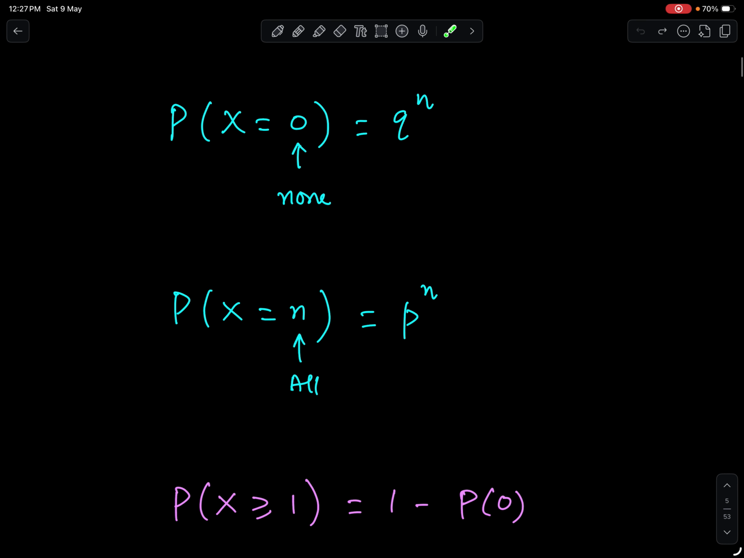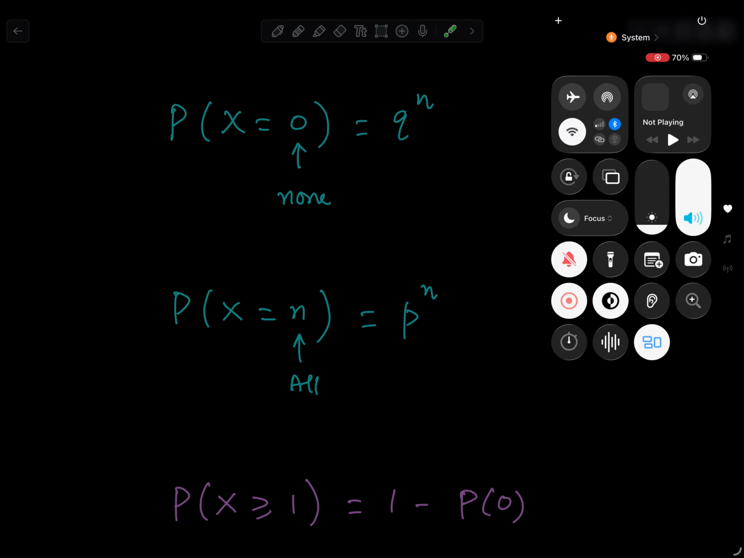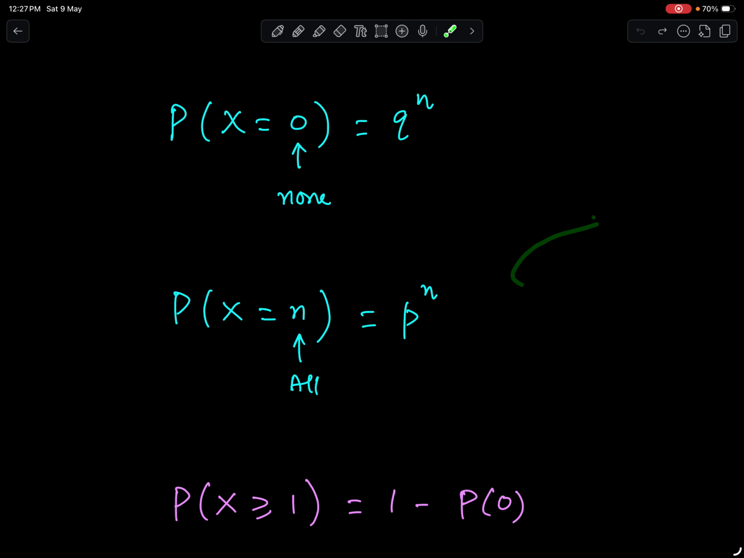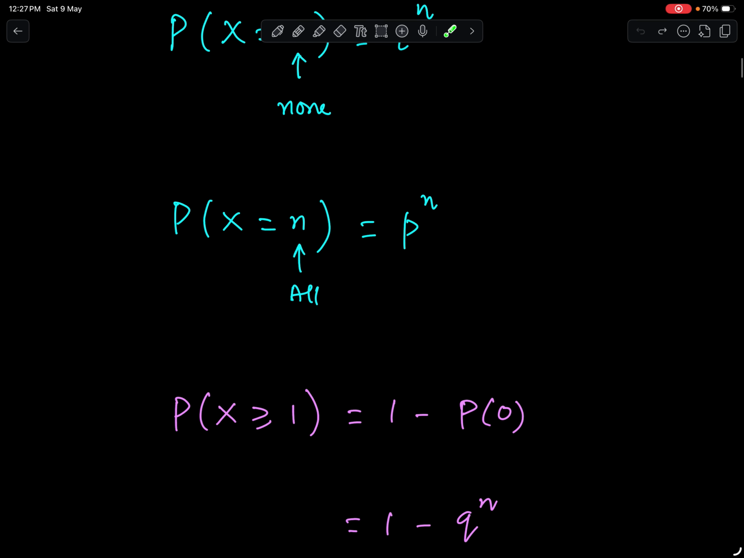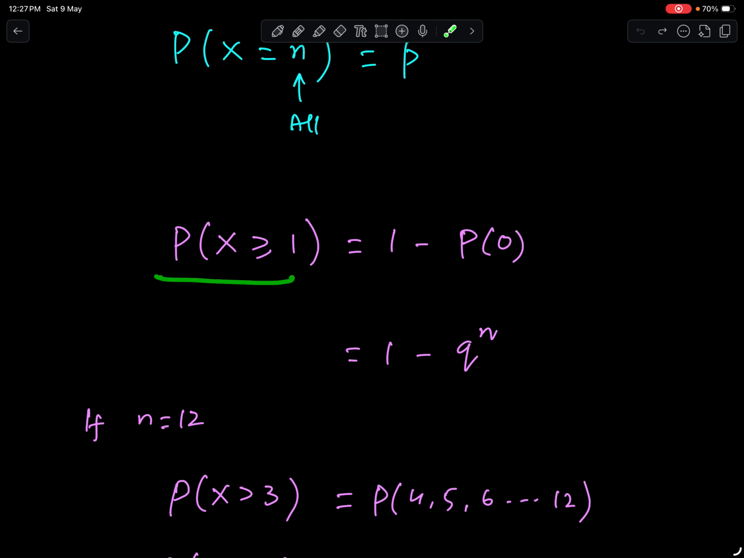To make calculation simple, we use these results. X = 0 means none, so its formula is q^n. X = n means all, the formula is p^n. At least 1, write in this way, 1 minus P(0), which is 1 minus q^n.